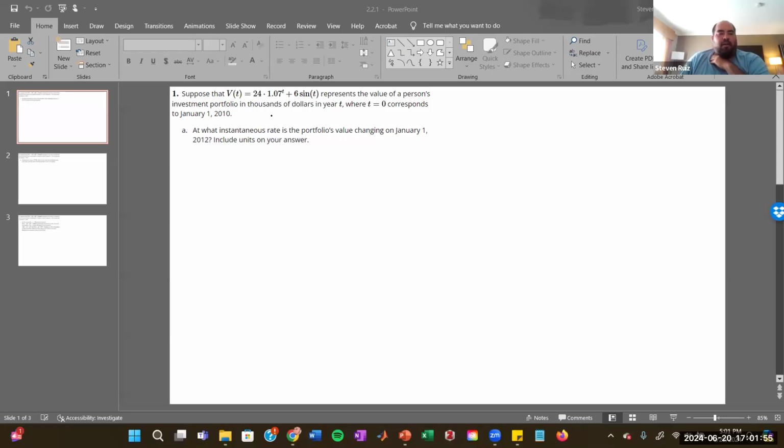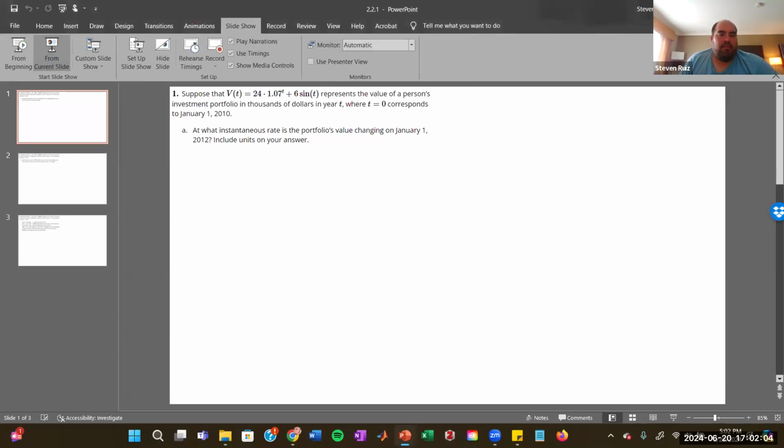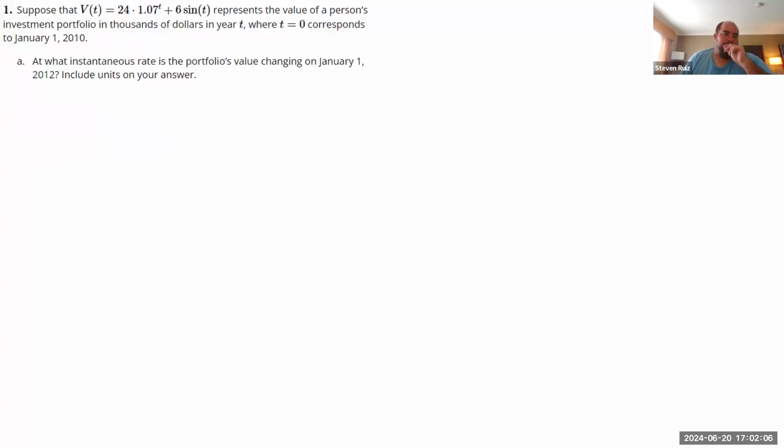All right, so let's look at exercise 1 from section 2.2. We're given this function that describes the value of an investment account. That's what V of t is, and t represents the number of years since the start of 2010. So we're first asked, what's the instantaneous rate of change of this portfolio's value?